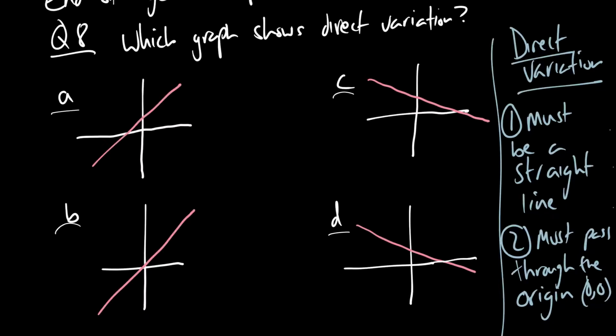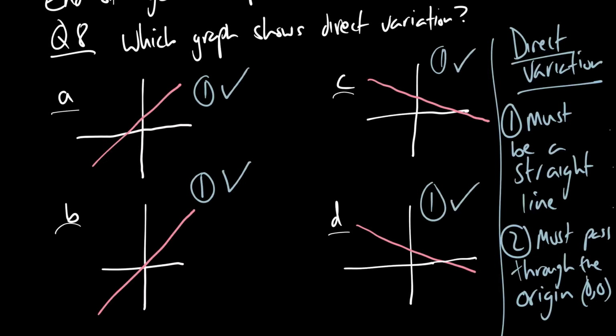Okay, so now let's have a look at these two things, and see if these four graphs meet that criteria. So the first one, there must be a straight line. I'm sorry for my drawing, but all of these are straight lines. So for number 1, we can put a tick for all of these. It must be a straight line.